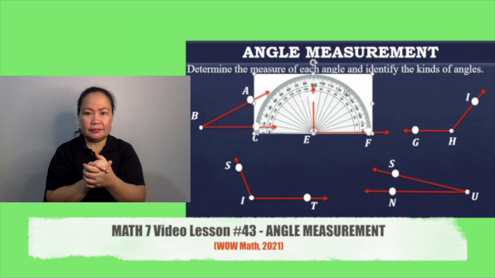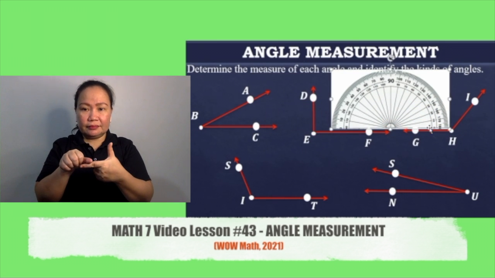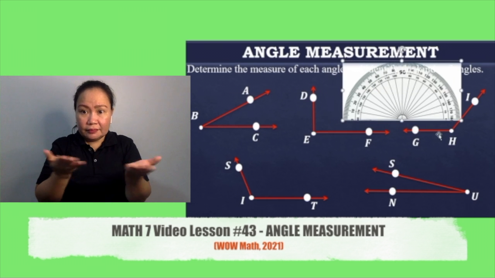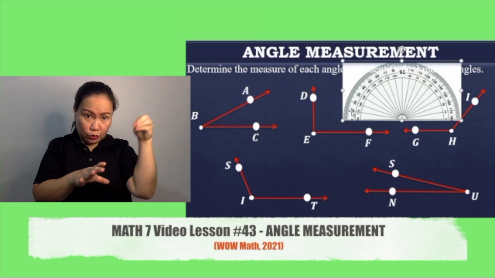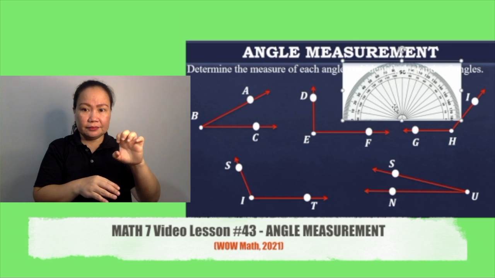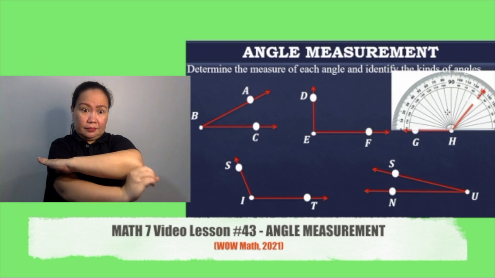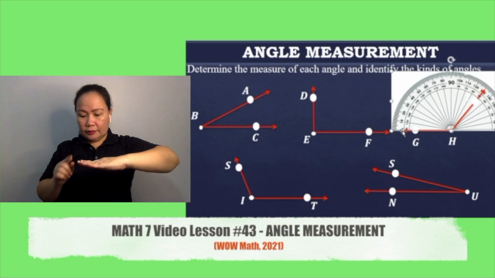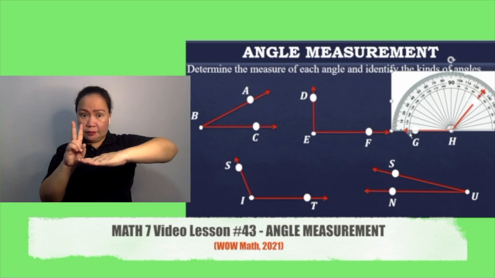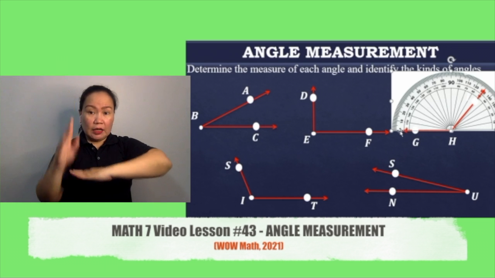Okay. So, proceed tayo sa pangatlong angle. Eto naman, ang initial side niya ay nasa left. Okay, so ang gagamitin nating scale ay yung nasa outer. Since nandito yung 0, dyan mo siya itatapat. Tapat muna natin yung vertex. Now, lagi pong ang initial side mo ay nakatapat dapat sa 0 degree.